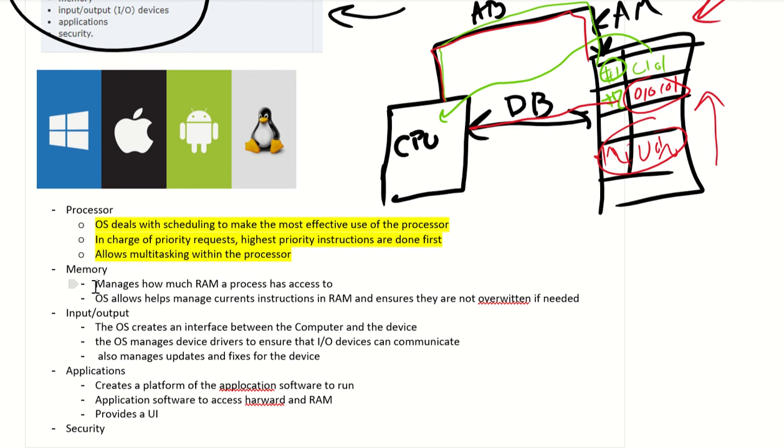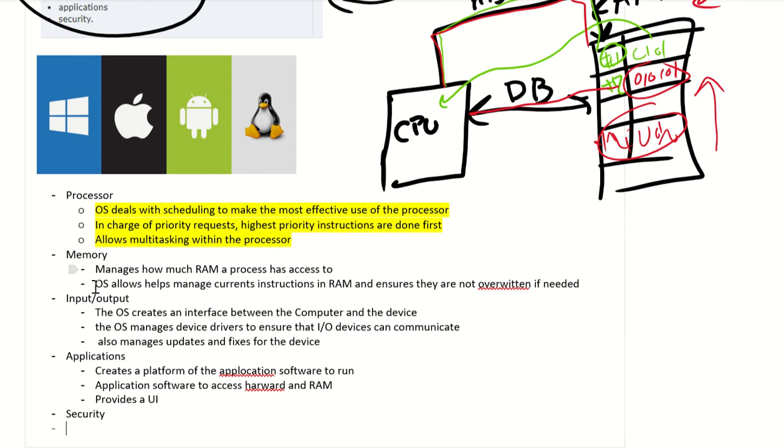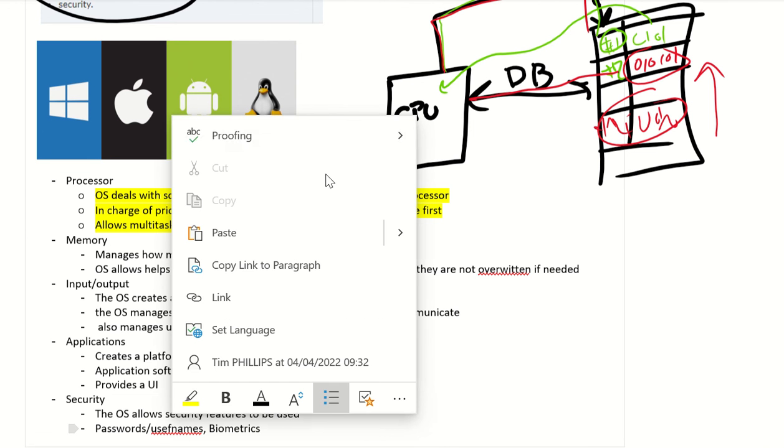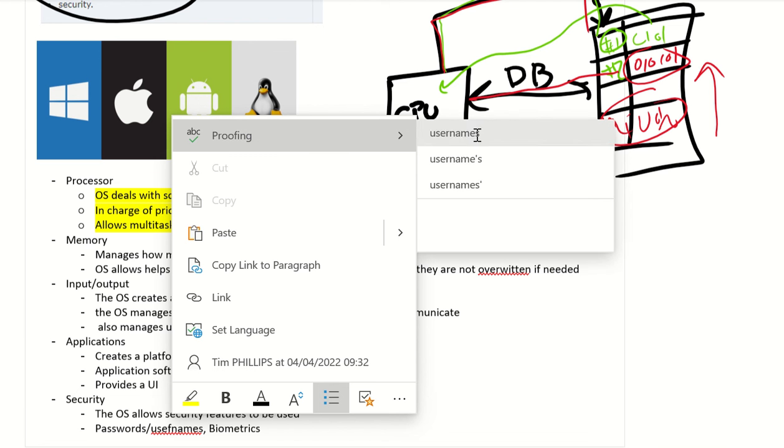So security obviously is really important because we want to make sure our devices are safe and secure. So the operating system allows security features to be used. So that includes things like passwords, usernames, biometrics, if obviously you have that on your device, like fingerprint scanners on your phone, or eye scanners. So it does all that stuff.